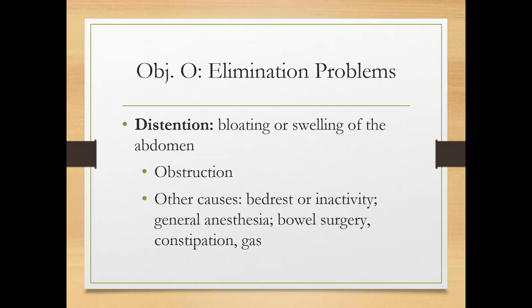Distension is bloating or swelling of the abdomen. Obstruction can be temporary, like with an ileus where the bowels are not moving. There's no peristalsis. This resolves with resting the bowels. Bowel rest is performed by placing an NG tube through the nose into the stomach and hooking the NG tube to suction, which keeps the stomach empty.